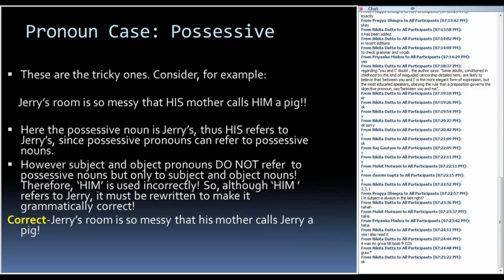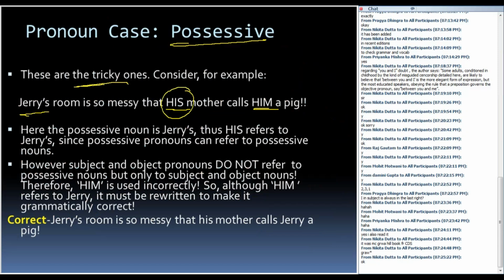Right. We have discussed subjective case. We have discussed objective case. Now let us discuss the possessive case. Possessive case, sometimes they can become tricky. Otherwise, generally, they are not very tricky. In some situations, they become tricky. For example, if you look at this sentence, it says, Jerry's room is so messy that his mother calls him a pig.